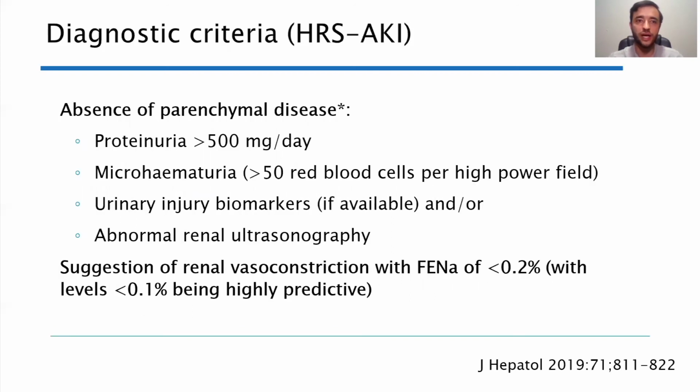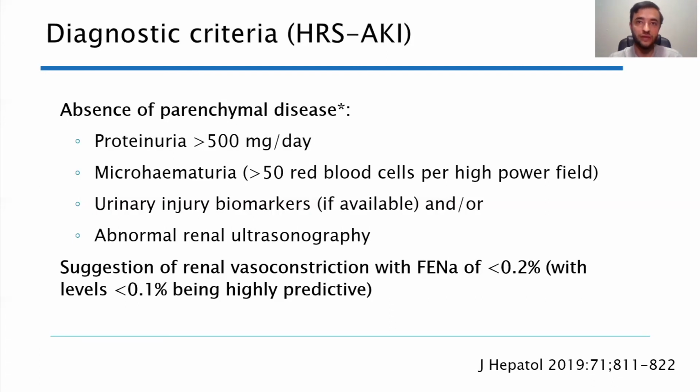The other criteria are absence of parenchymal kidney disease and suggestion of renal vasoconstriction with sodium excretion fraction below 0.2, and it would be much more specific if it is below 0.1%. Parenchymal kidney disease is defined by proteinuria over 500 milligrams per day, more than 50 red blood cells per high power field, increase in urinary injury biomarkers if they are available, and abnormal renal ultrasonography.